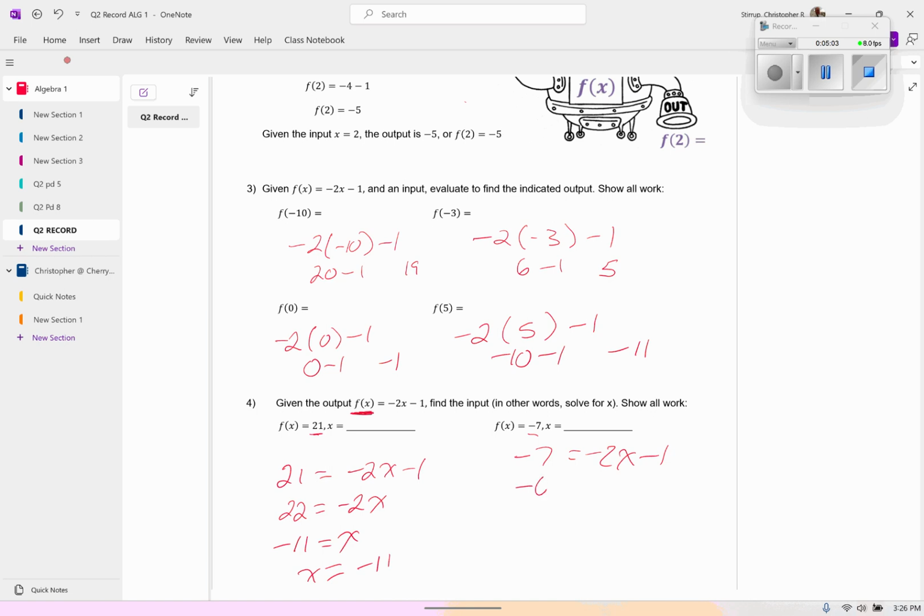Add 1 to both sides, divide both sides by negative 2. Negative over negative is positive, and you can flip this over to look like that.